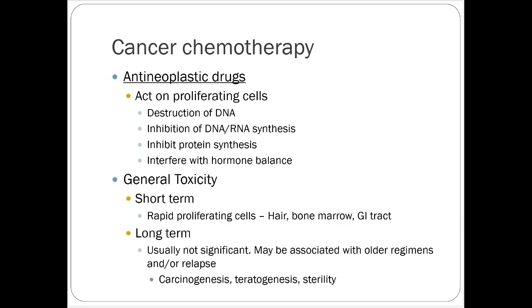So antineoplastic drugs, also known as chemotherapy, are mostly acting on proliferating cells. Now, again, there is some potential, and some of the drugs we talk about do work on the non-proliferating cells too, but they work through a variety of mechanisms. Most involve DNA synthesis and destruction directly of DNA. And some may work downstream to inhibit protein synthesis.